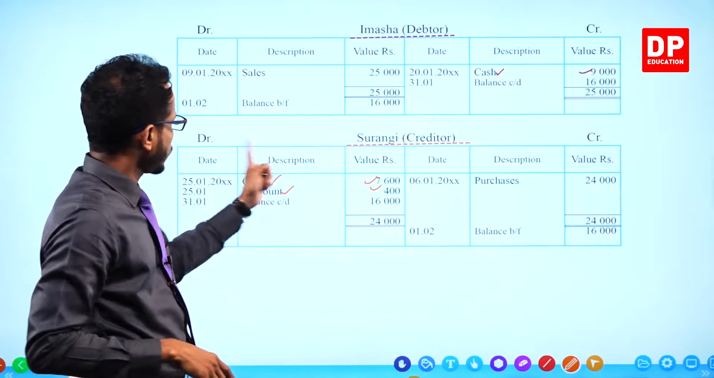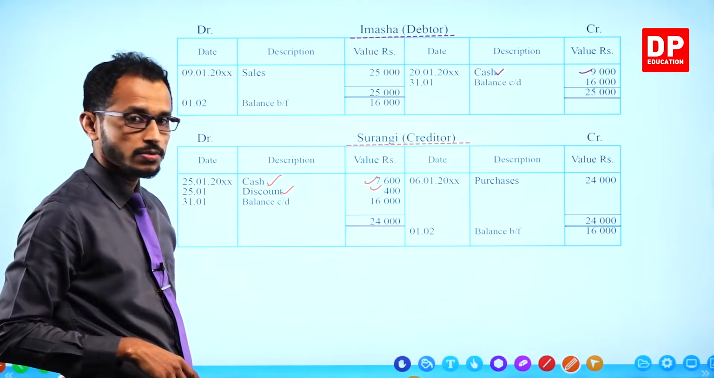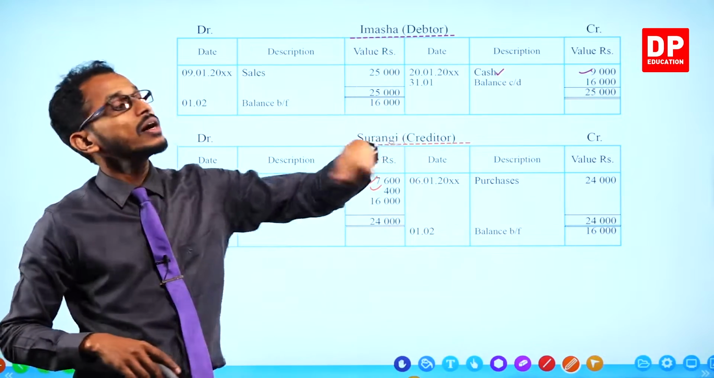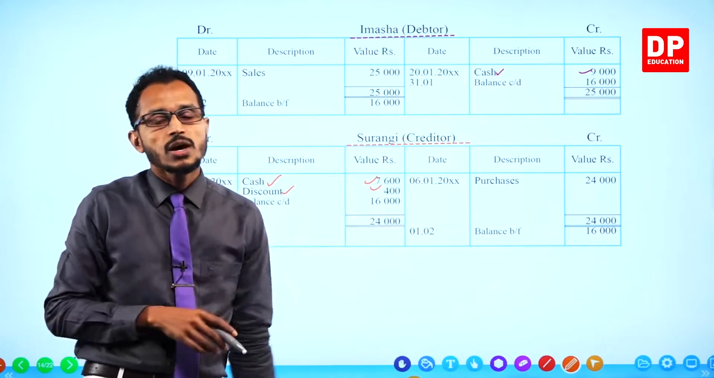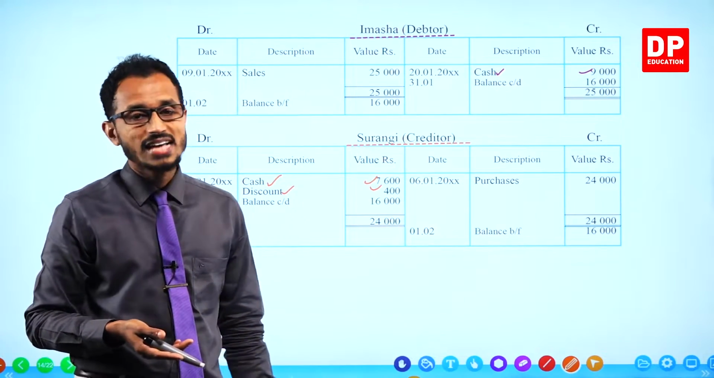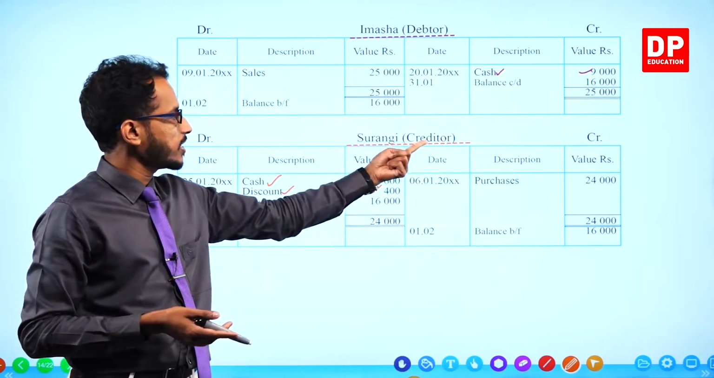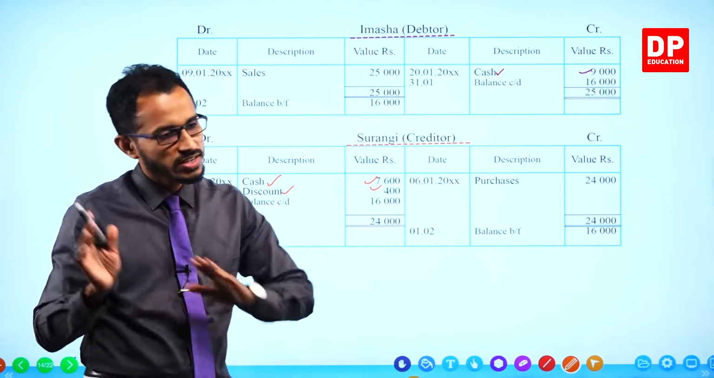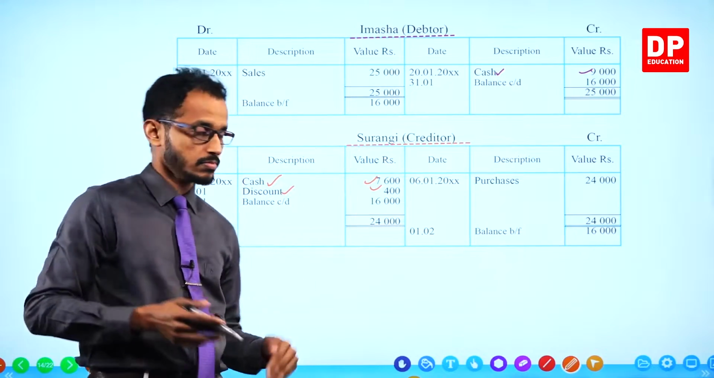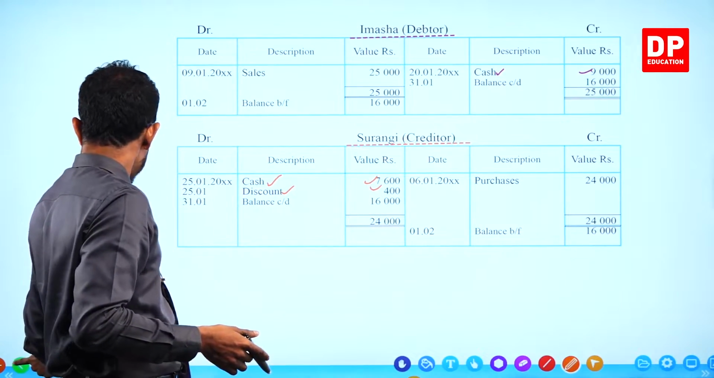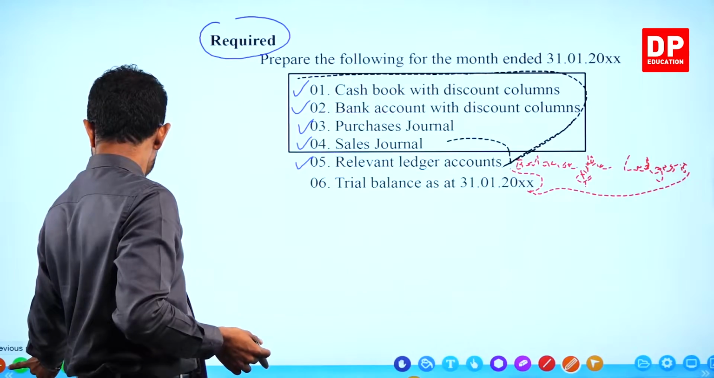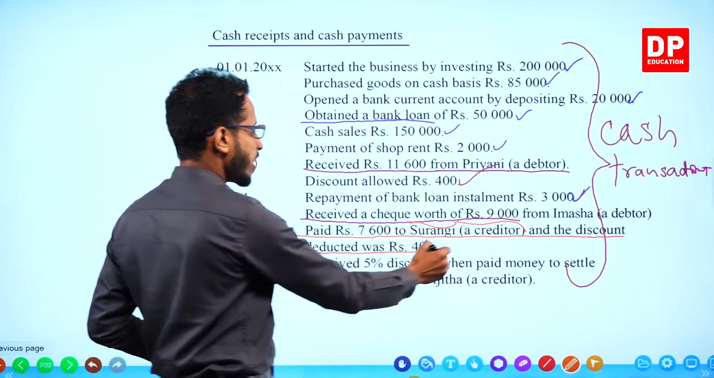Okay, Surangi's account, debit with the discount. Why debit? Because Surangi is a creditor. When we pay her, the creditor value goes down. We don't have Surangi as a creditor anymore. We don't have to pay her because we paid off Surangi. So creditors go down. That is why it is debited. That's it. Credited to cash book, Surangi. We are done with that.